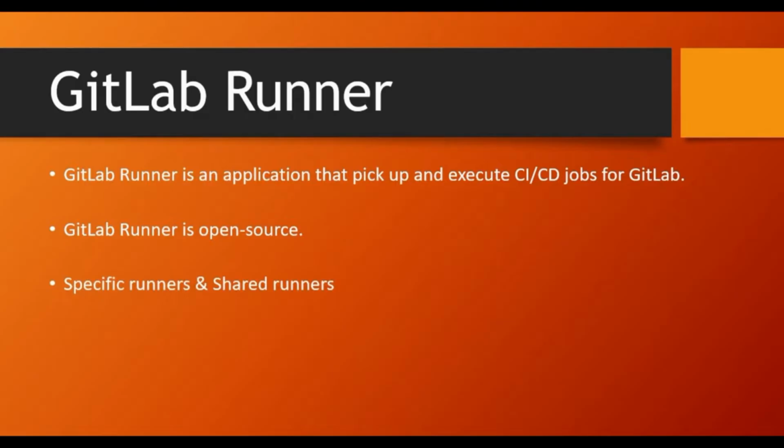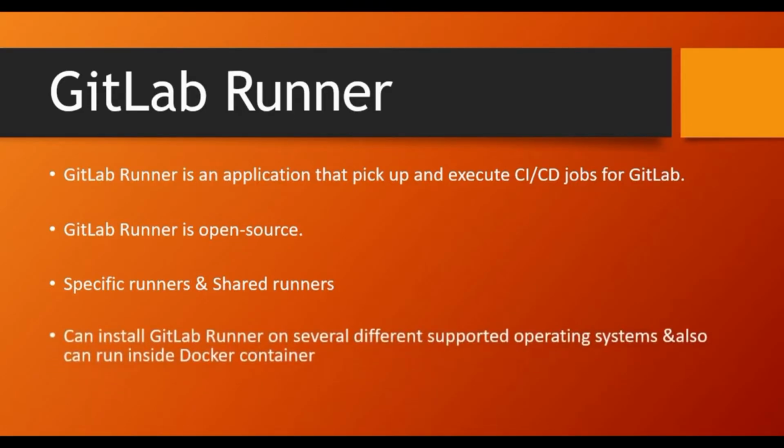There are two kinds of runners which I showed you: specific runners and shared runners, right? The specific runners are specific to the project which we set up, like what we are doing now using a Linux machine. The shared runners come from GitLab itself, so when you run a CI/CD job, it can take the shared runner as well. You can install the GitLab Runner on different operating systems like Windows, or Linux, which we are doing now, or you can even run it inside a Docker container.